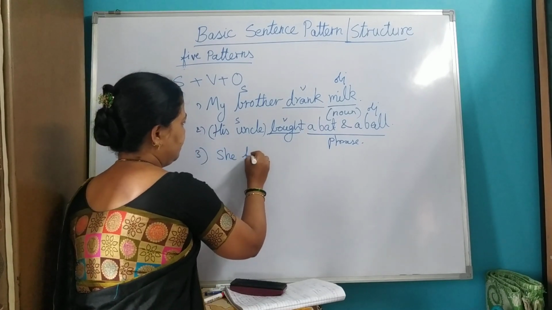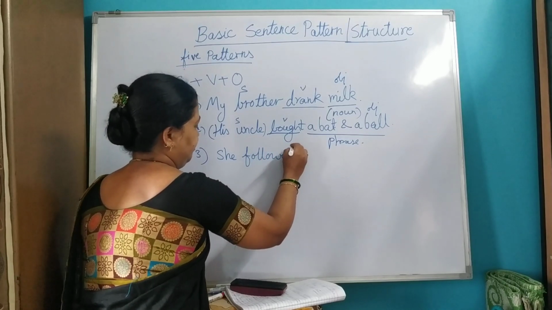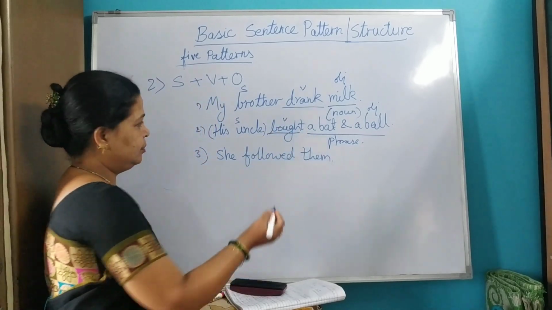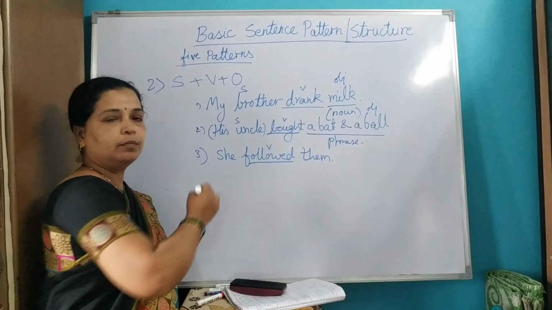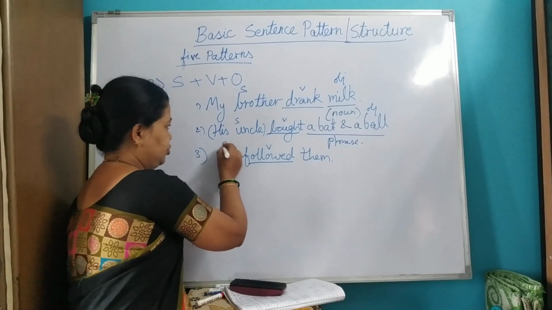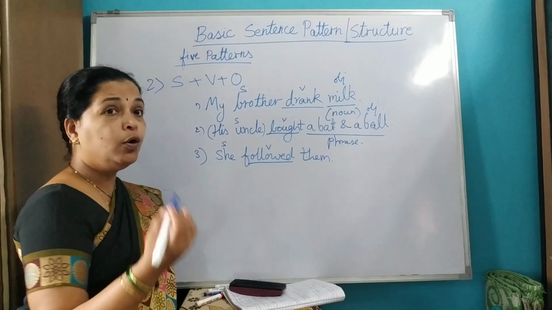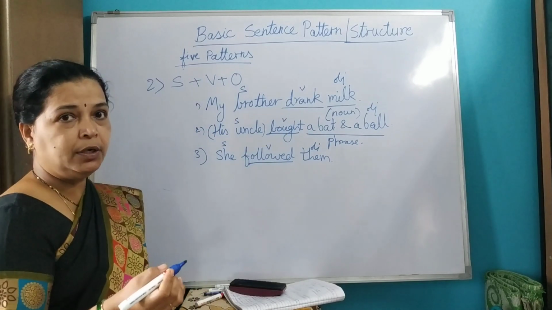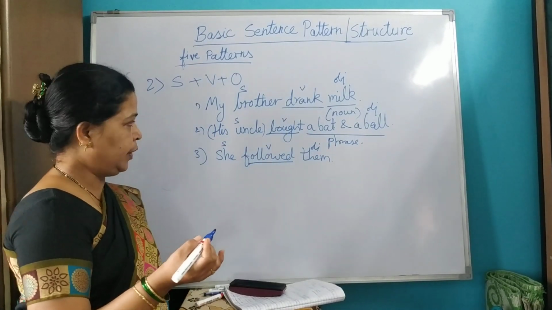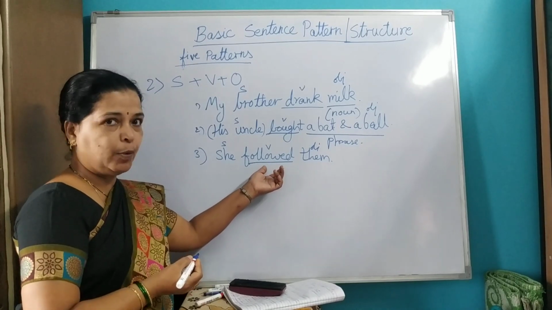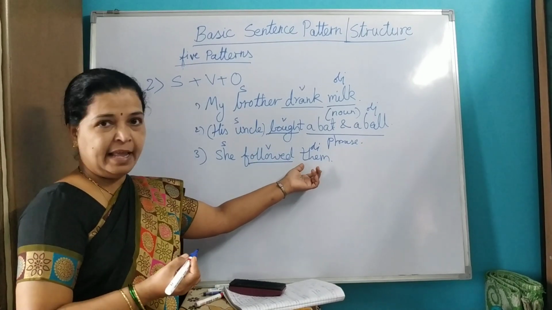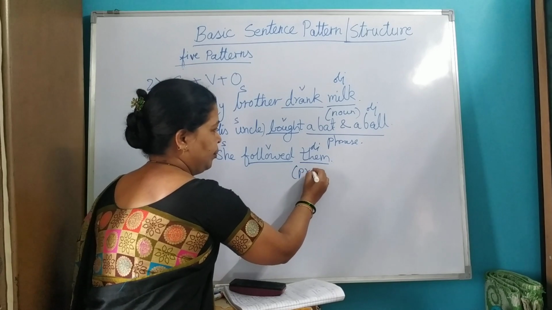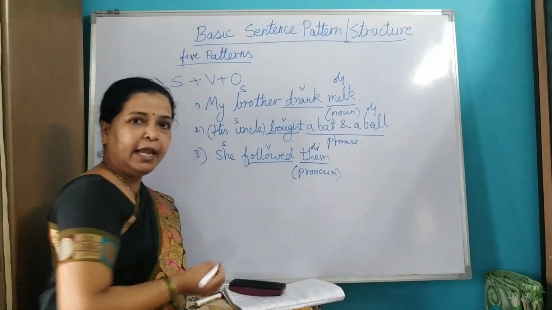She followed them. The verb: followed. Who followed? She. So she, subject. Followed whom? Them. So I had told you, you have to ask the question what or whom after the verb. Here we have asked the question, followed whom? Them. So them is your object, and here it is a pronoun. Clear?